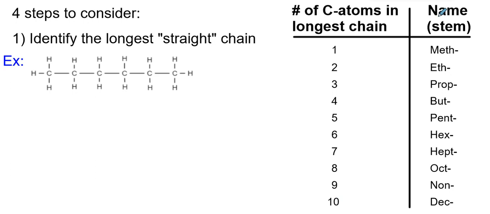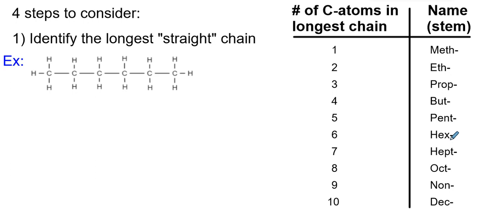The name or the stem that goes with it is in the adjacent column. So if we look at something that had 3 carbon atoms in its longest chain, this would relate to prop. In this case, it would be propane, because it would be an alkane with single bonds. In the example listed, we have 1, 2, 3, 4, 5, 6 carbons in this straight chain, and that leads us to hex. We're calling it hexane.